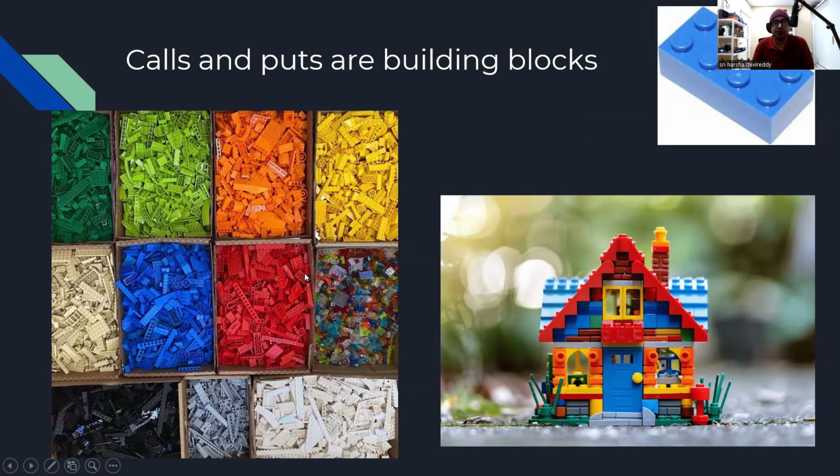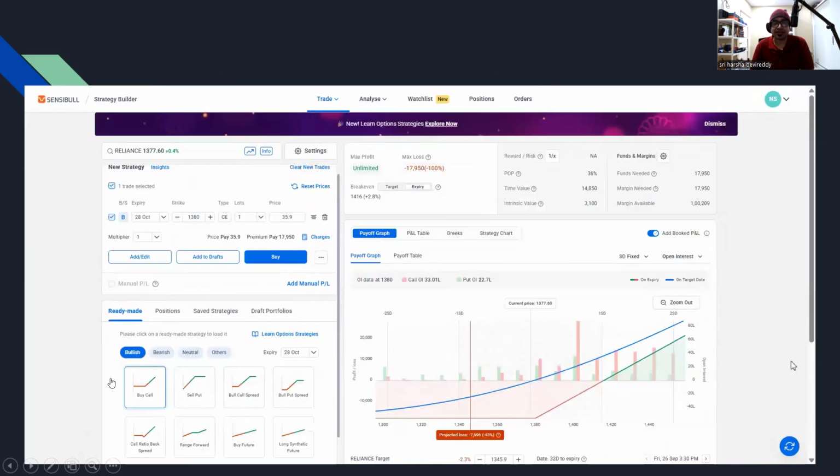Okay, you can use multiple ones. For example, let us assume that these are calls and these are puts. You can mix them with all of these and you can create such nice structures. Okay, so using calls and puts, they are building blocks. But using these building blocks, you can create multiple strategies, directional or non-directional strategies.